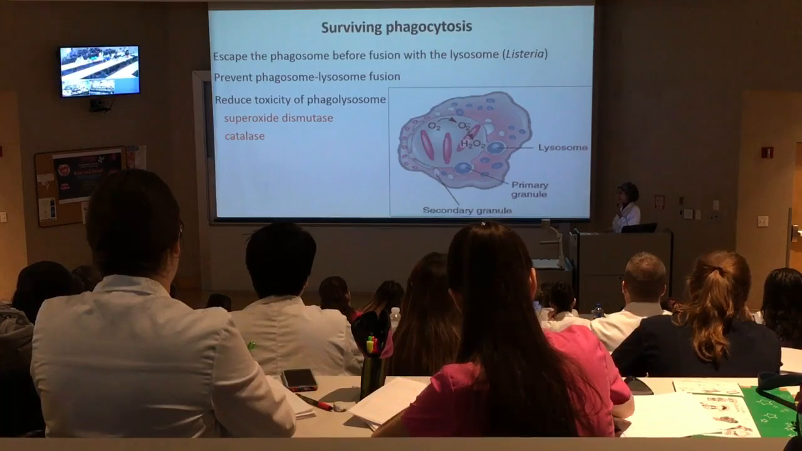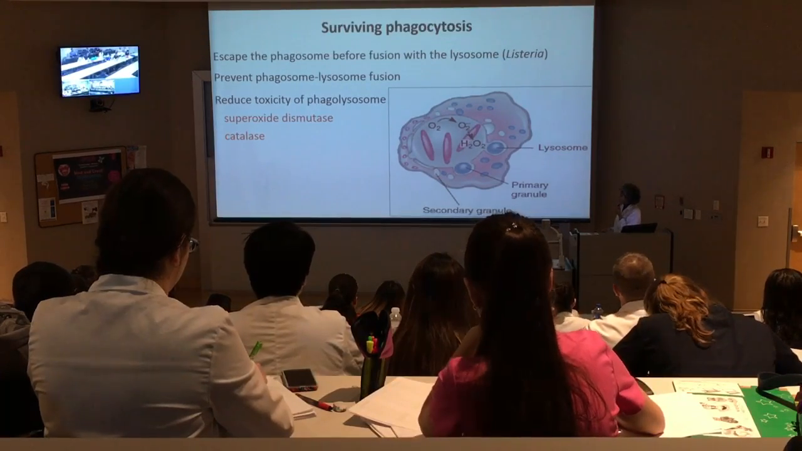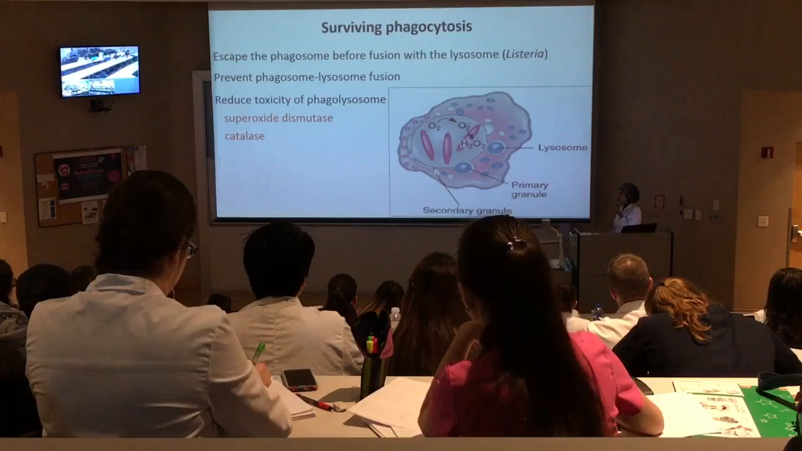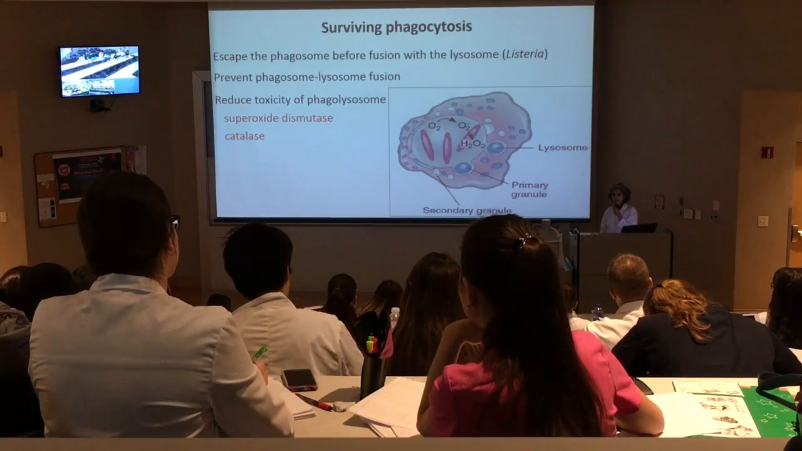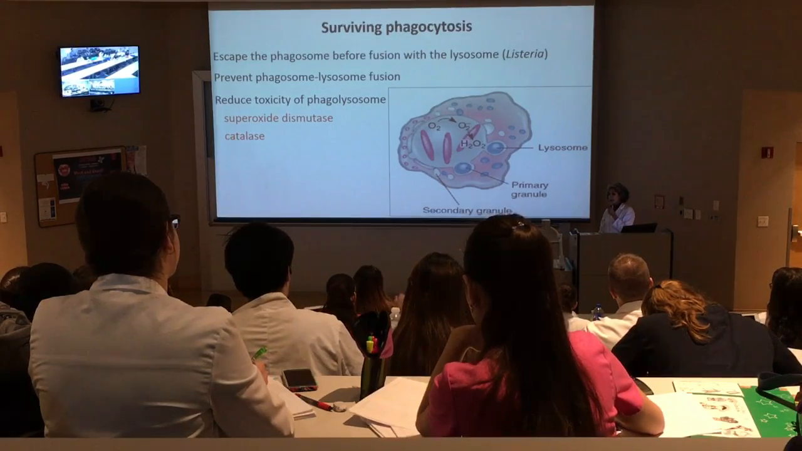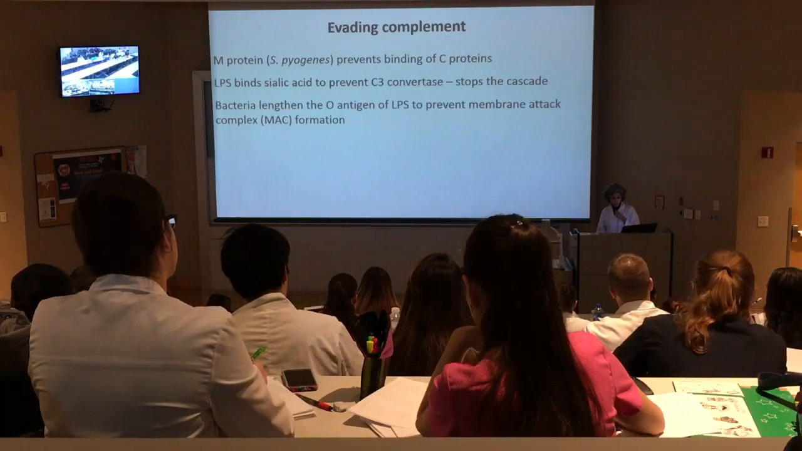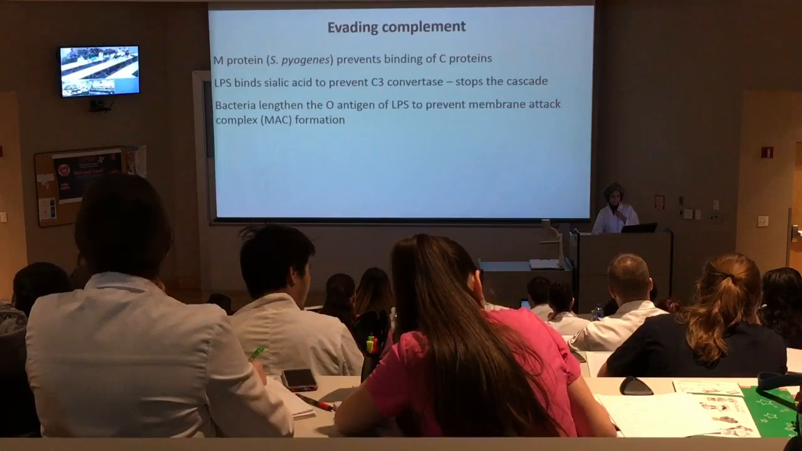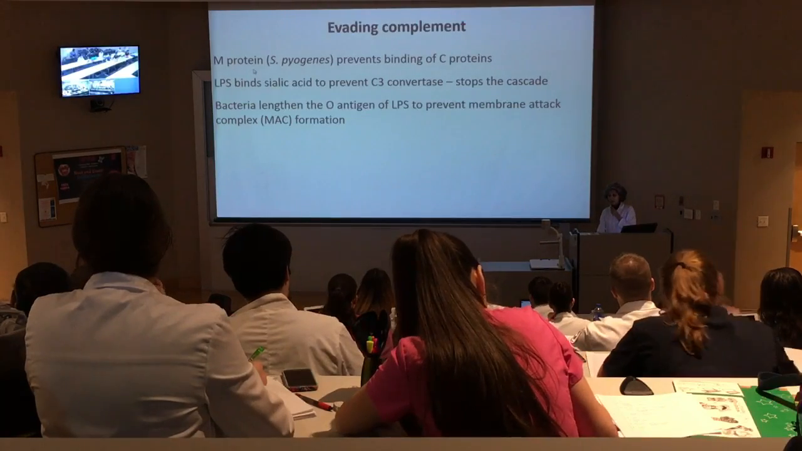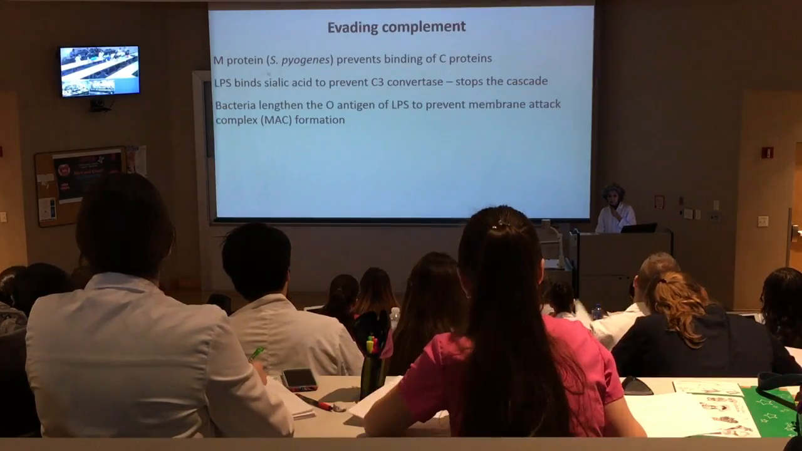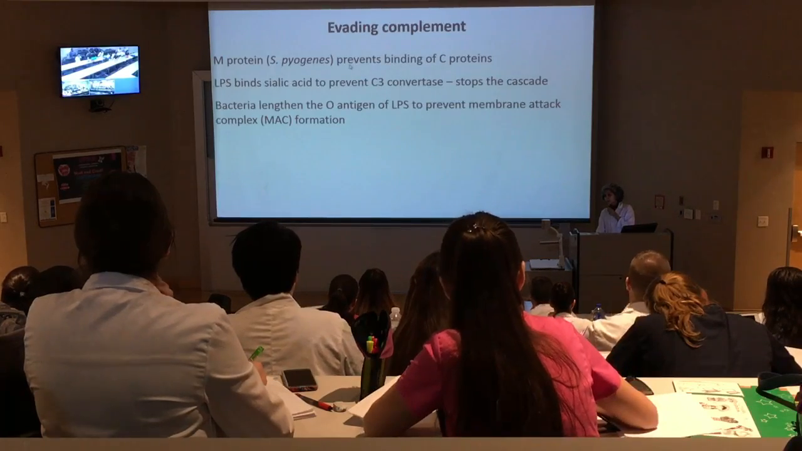When we talked about Listeria monocytogenes, we talked about this: some prevent the phagosome-lysosome fusion. So there are different ways that the bacteria can survive and try to avoid destruction. We talked about M protein, which is a virulence factor because it prevents binding of complement proteins.